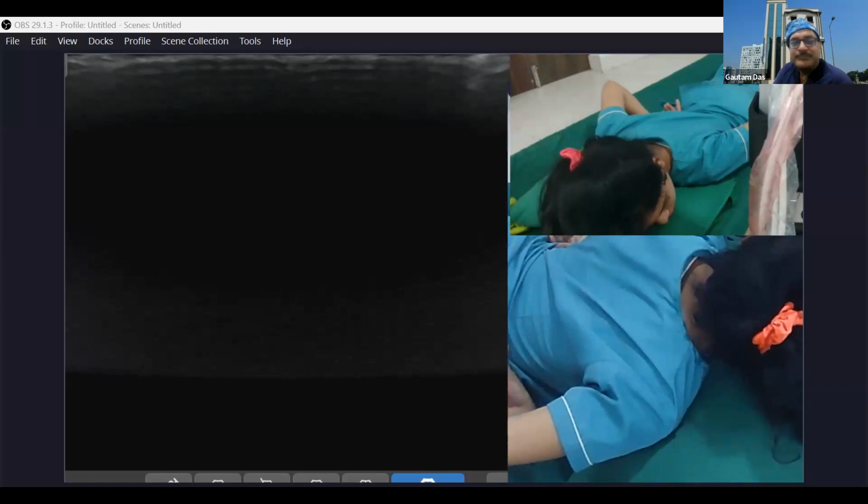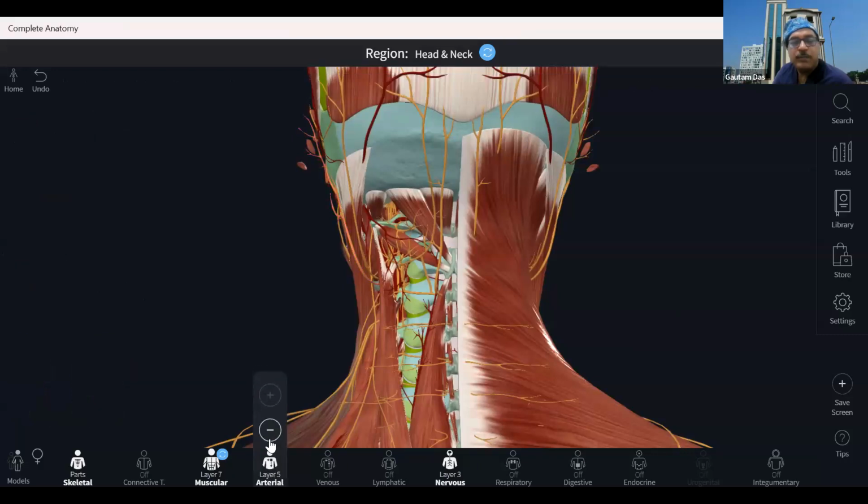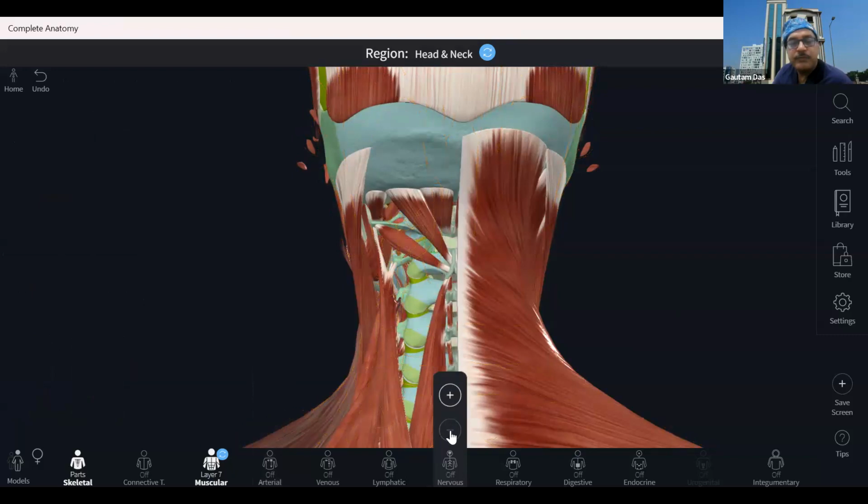Let me recapitulate the anterior 3D anatomy, and then I'll be showing it again. Can you see the 3D model? No, sir. Now? Yes, sir. Okay, so let me remove all the arteries and nerves, and let me put all the muscles.